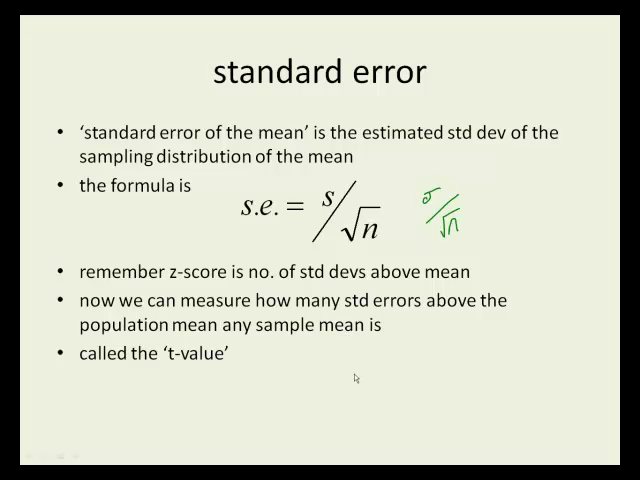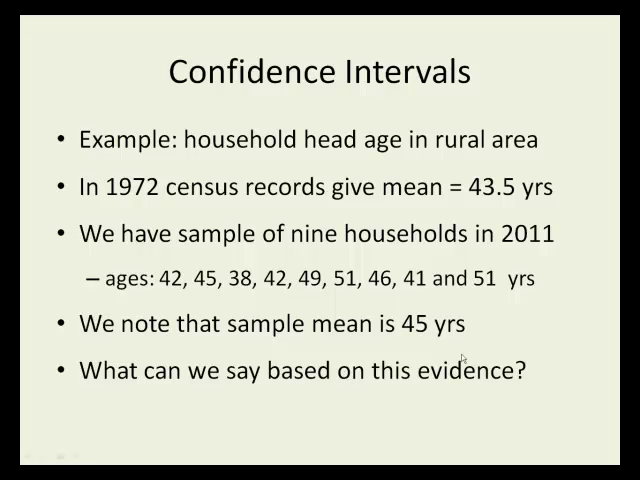Now we can start to apply this to some confidence intervals, which is the first very practical application. Getting nearer towards stuff you can actually use now. We're going to look at examples of household head age in a rural area. A 1972 census in the same area suggests that the mean household head age was 43.5 years.